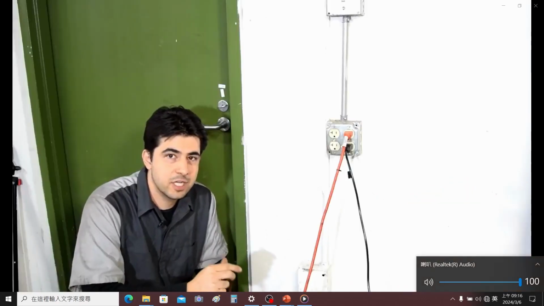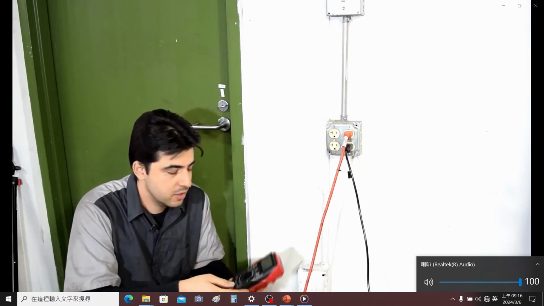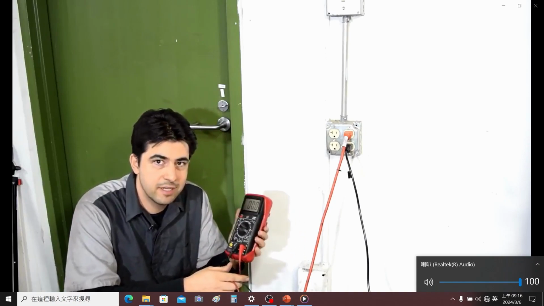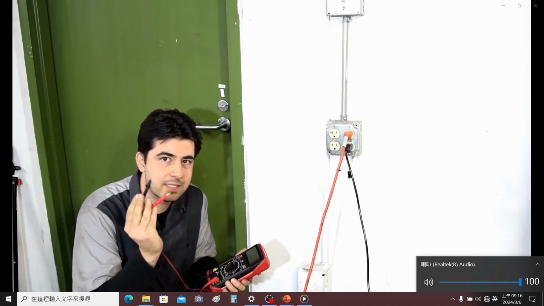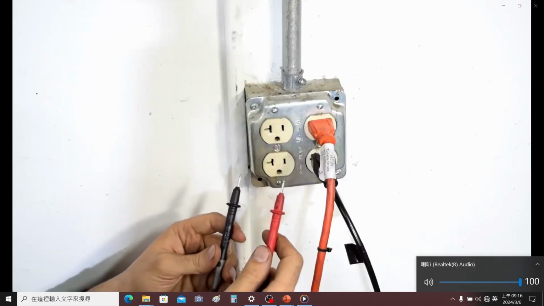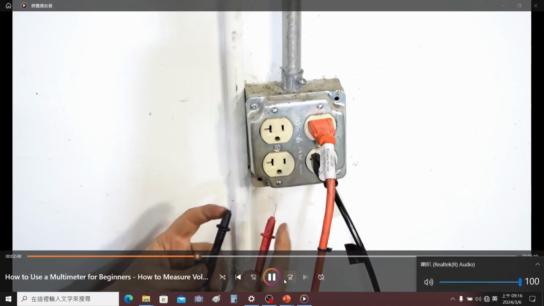All right, a word of caution. When measuring high voltage like this, you need to be 100% sure of the integrity of your multimeter, plus the wires that go to your test leads and the test leads themselves. Also, when you go to take your measurement, make sure your fingers are away from the tip of the test lead.